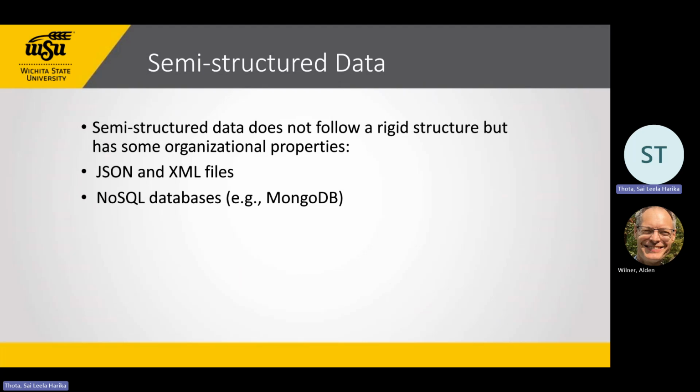Semi-structured data. In between structured and unstructured data, there is one more category, that is semi-structured data. The name itself describes it: semi means half. Half of the data is organized and the rest is unorganized. Examples of semi-structured data are JSON and XML files and NoSQL databases. Semi-structured data follows some organization principles because some of the data is structured.